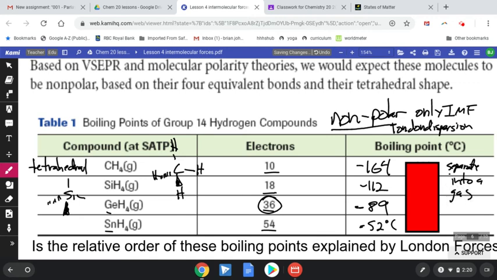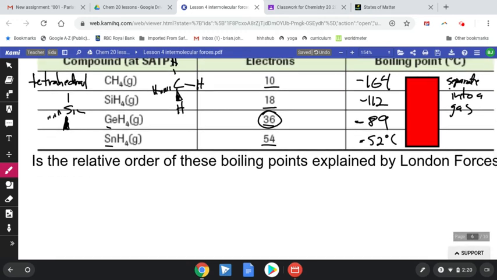So all of these boil. So at room temperature, all four of these things are gases. They've all boiled. Anything warmer than minus 50 and they are boiling into a gas, which is kind of crazy.